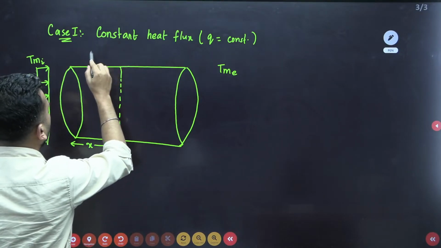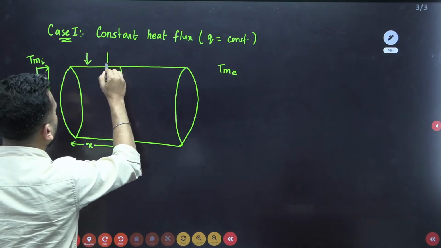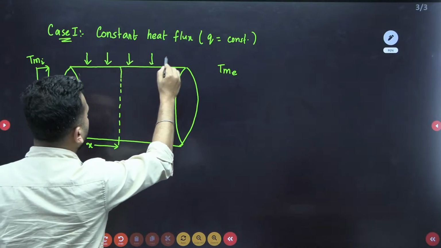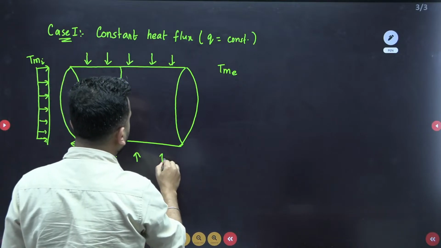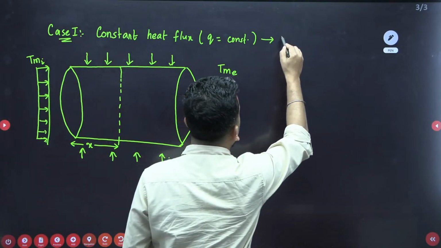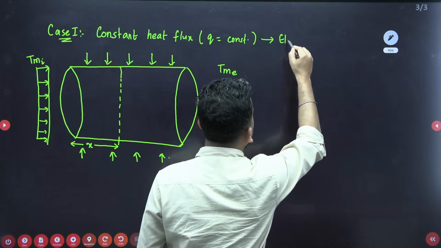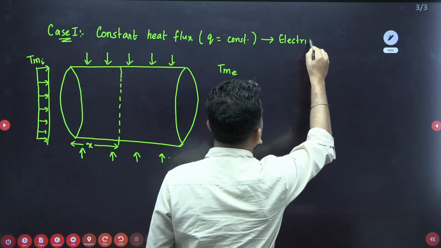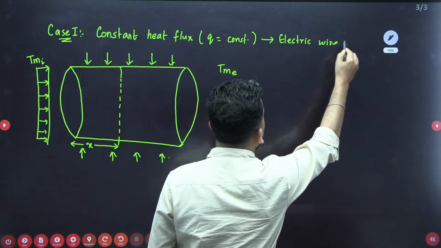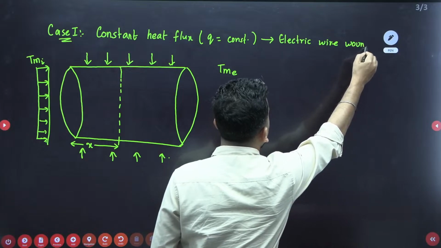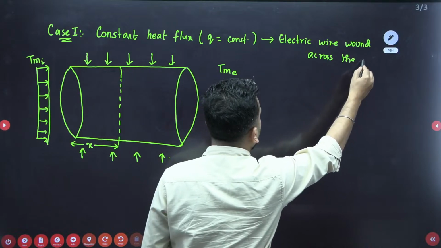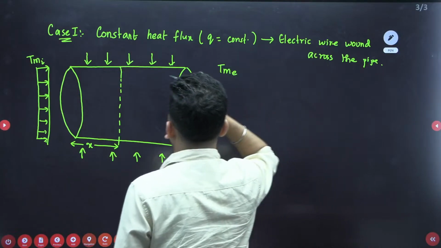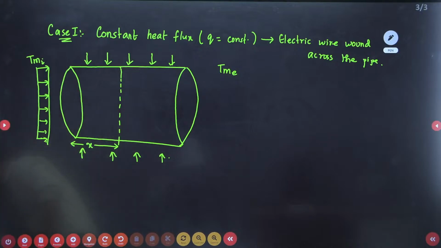And when Q is constant, that means heat flux is constant, that means I can assume one case. I can assume a case that kind of electrical wire wound across the pipe. Then only this constant heat flux case will come. Electrical wire wound across the pipe.